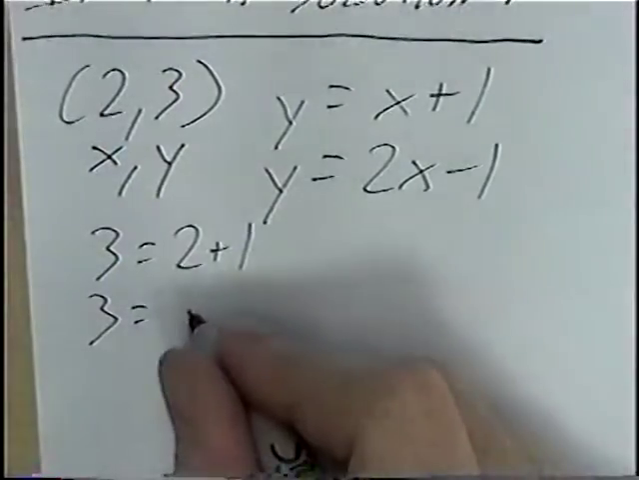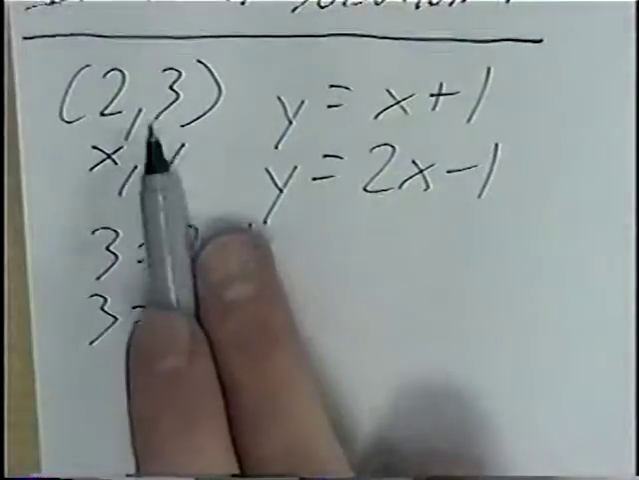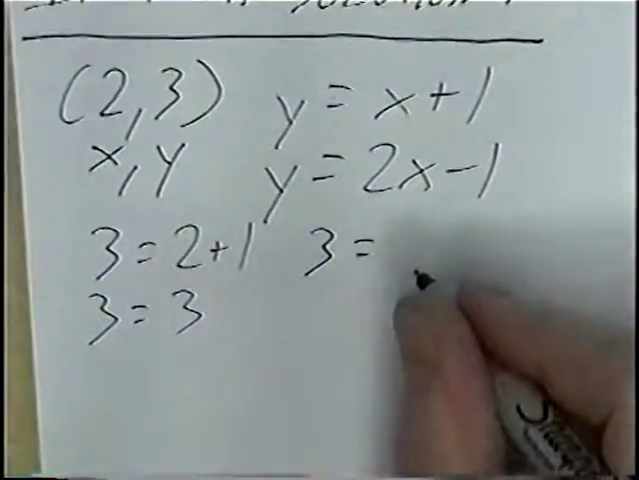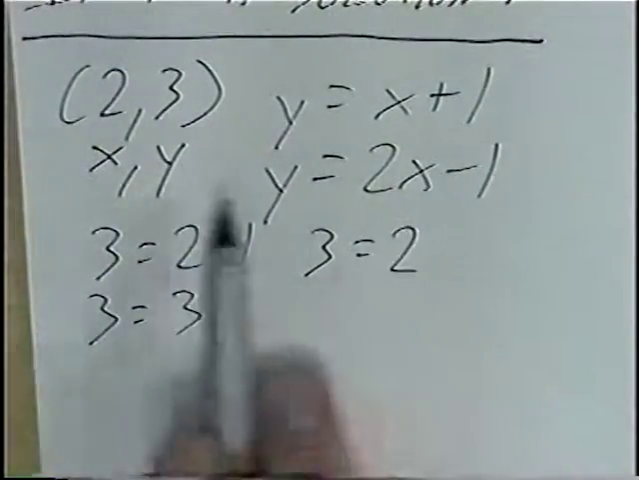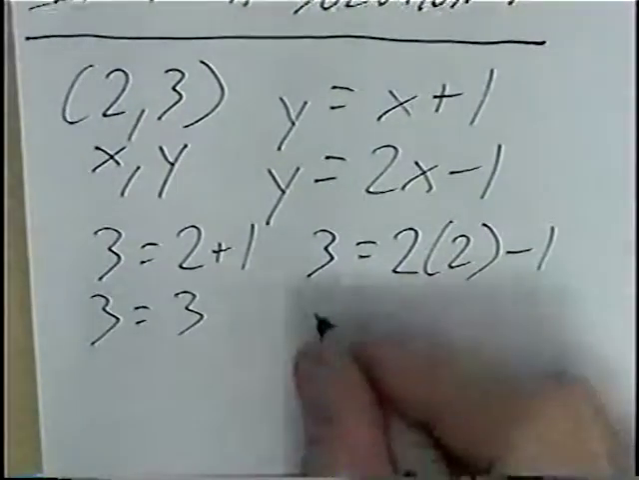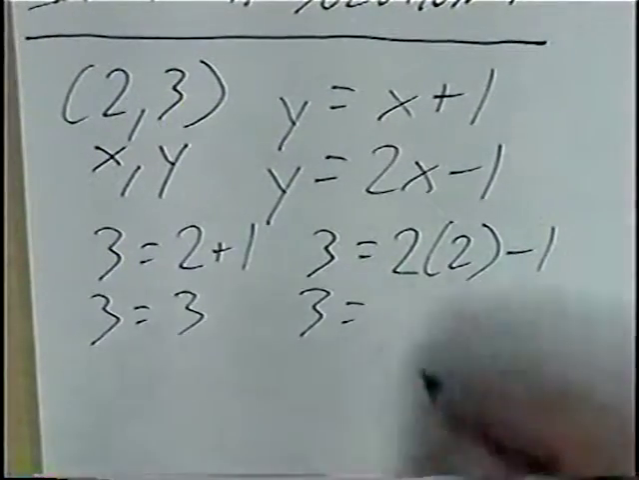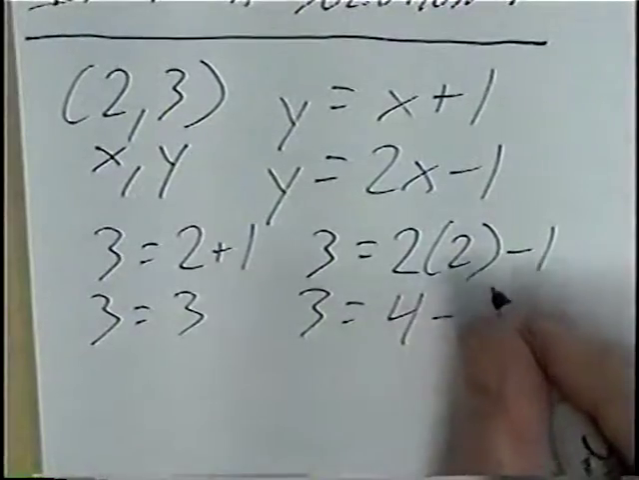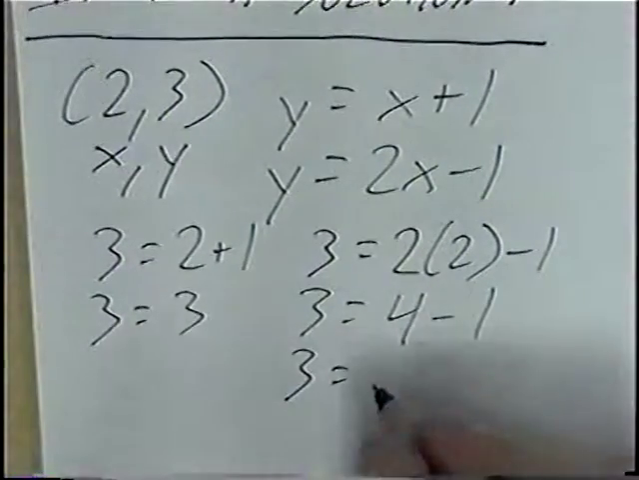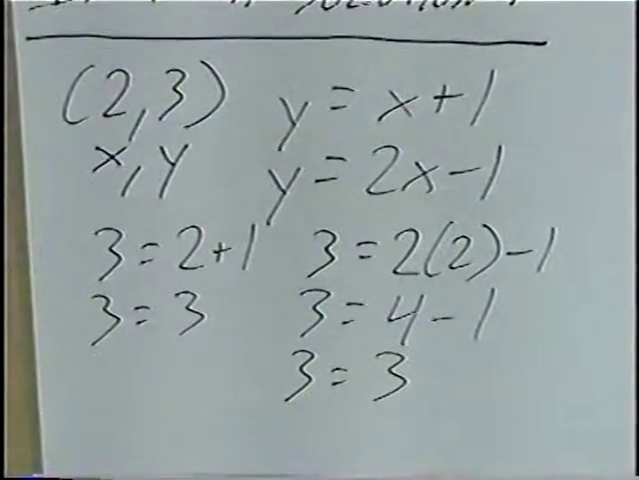Simplifying, 2 plus 1 would be 3, and we'll have 3 equals 3, which works for that equation. Second equation, y equals 2x minus 1. Instead of y, we'll put 3 equals 2 times x, but instead of x, we'll substitute a 2, minus 1. Simplifying, we'll multiply first and subtract second. 2 times 2 would be 4, 4 minus 1. Simplifying, 4 minus 1 would be 3. So 3 equals 3, which is a true statement.